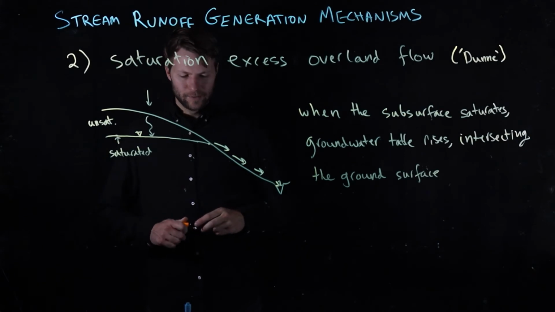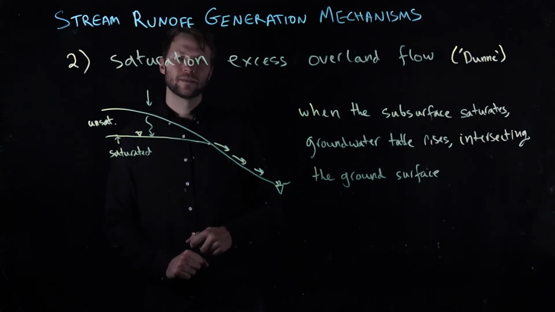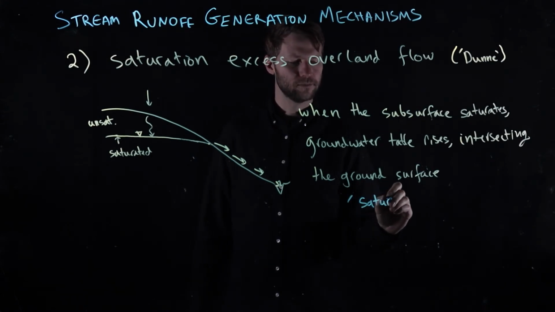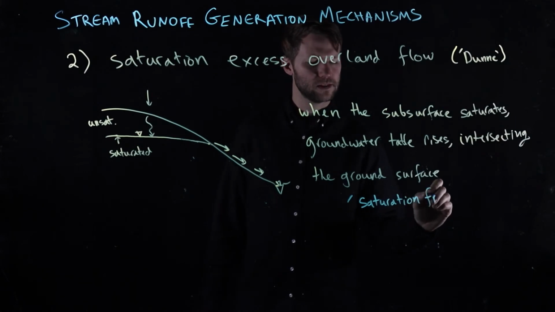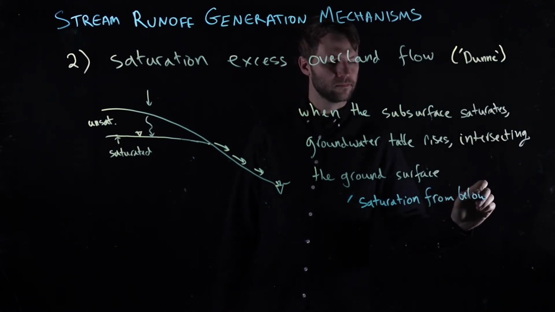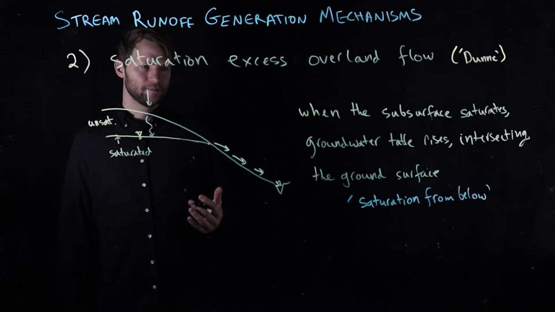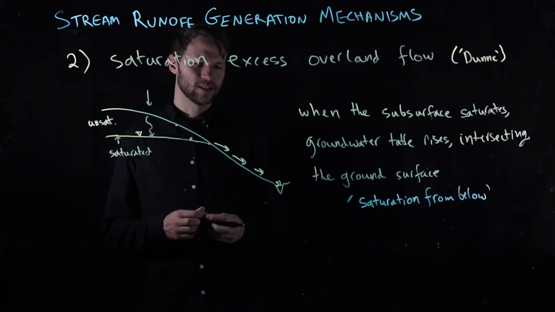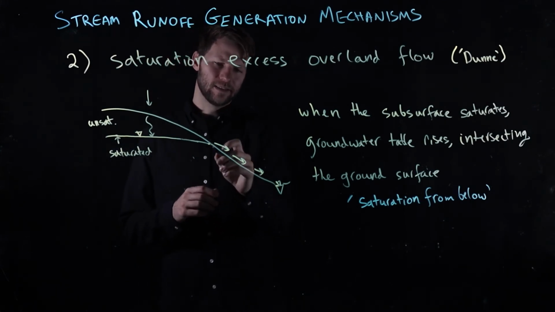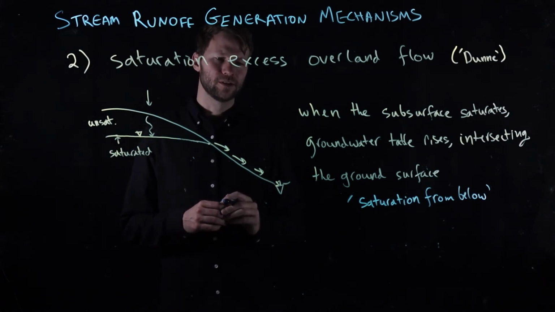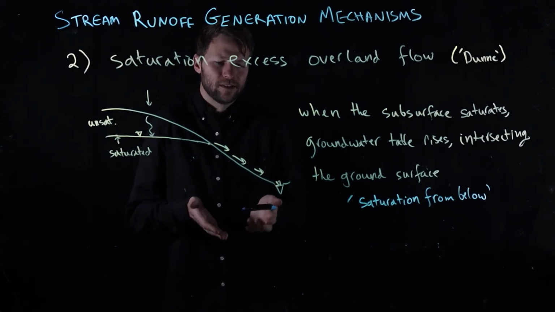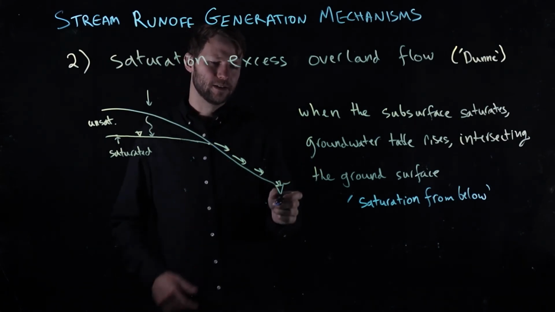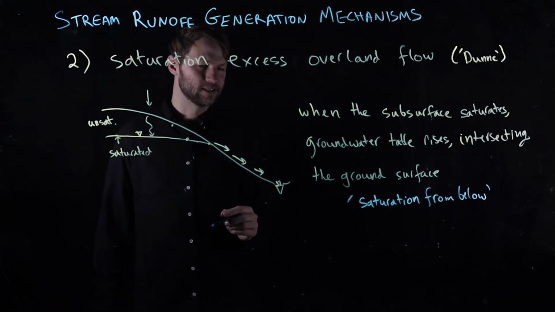So a few things to note about this particular type of overland flow. In contrast to Hortonian overland flow, we can call this saturation from below to help you remember it. It's extremely common in humid environments, places that are covered in grasslands or in forests. And this location of saturation overland flow is particularly common in convergent parts of the landscape where you've moved from up on a ridgetop down into a hollow. Perhaps you're above the local channel head in this example.